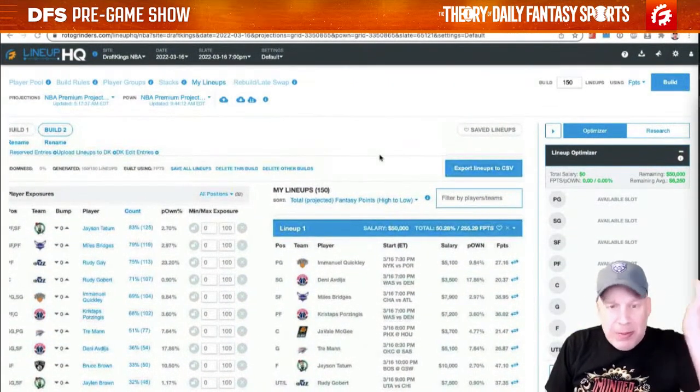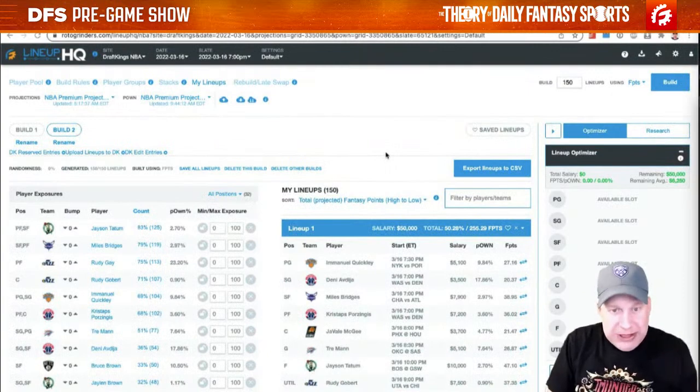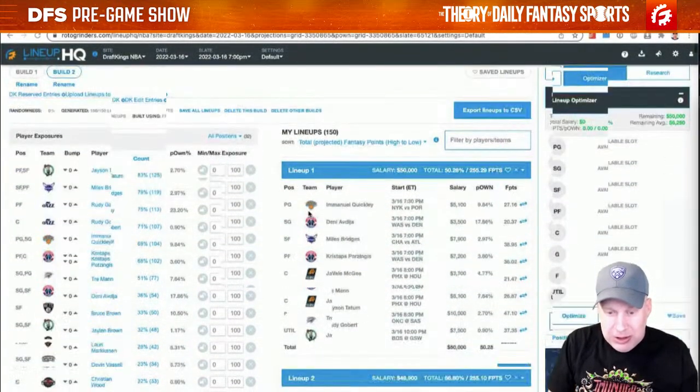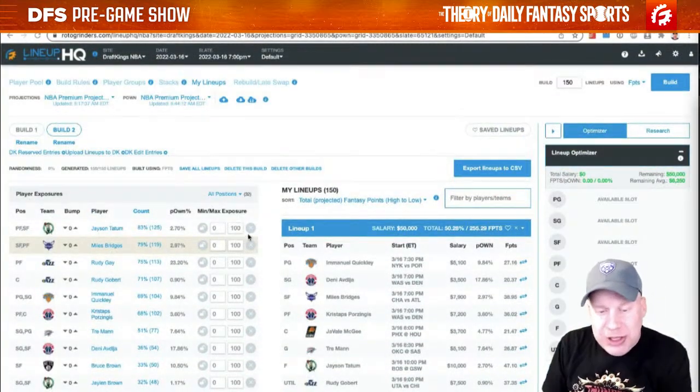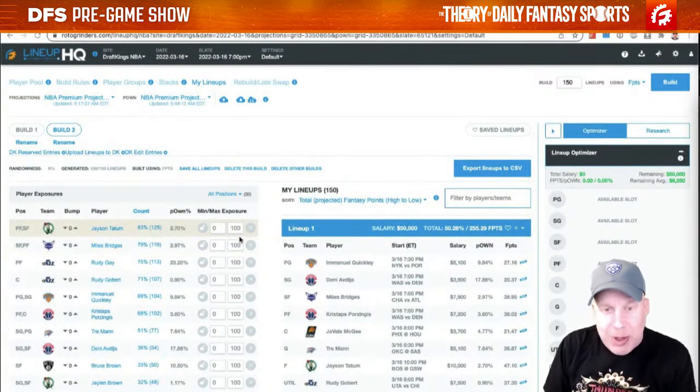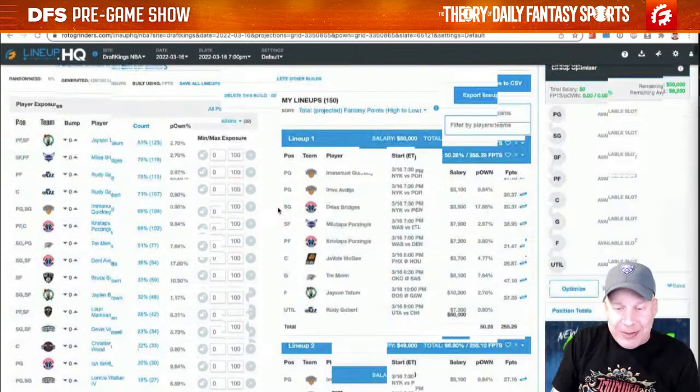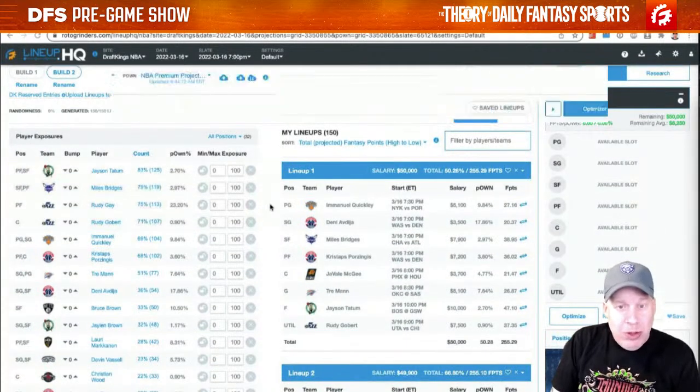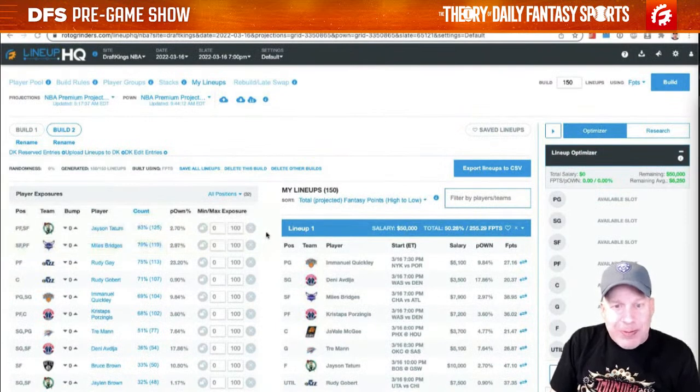Having 50% of a player doesn't mean anything. Well, what lineups is he in? Imagine Jayson Tatum goes off today. Here's my 150 lineups. He's 2% owned, and I have 83% of them. And Jayson Tatum puts up 70 fantasy points. I probably still do not win this slate. I probably lose money on this slate.